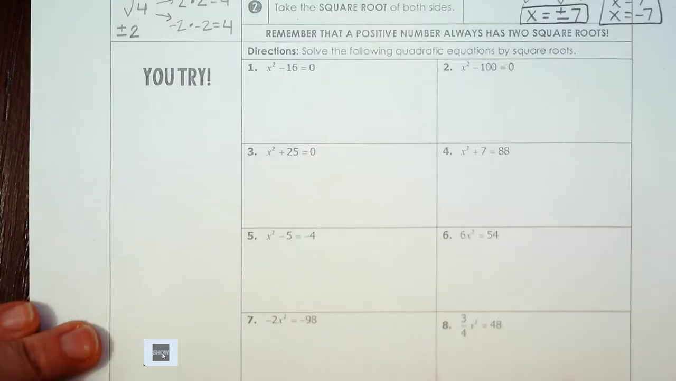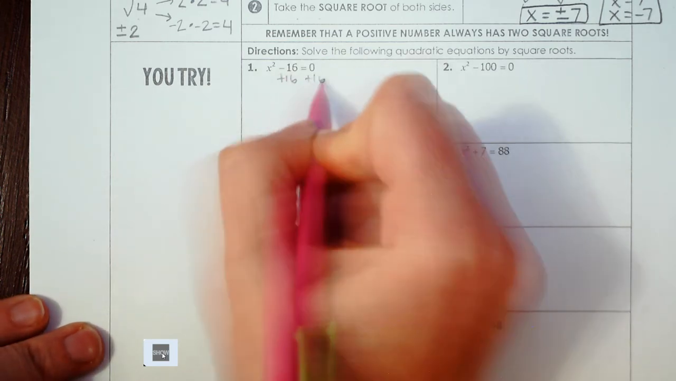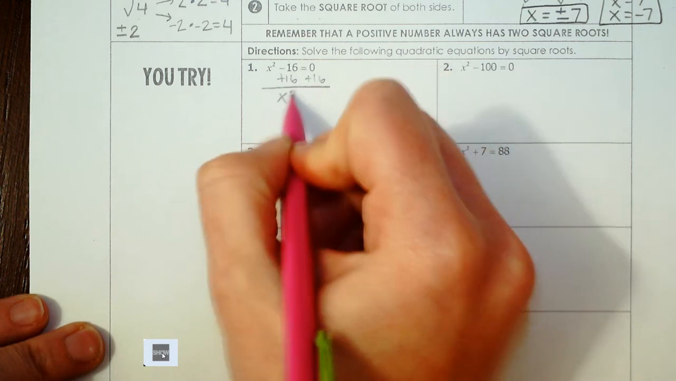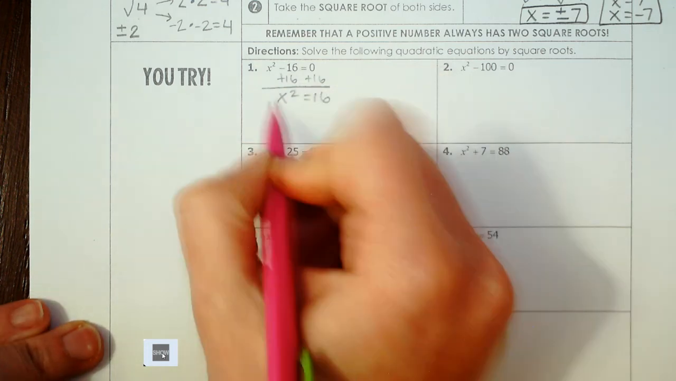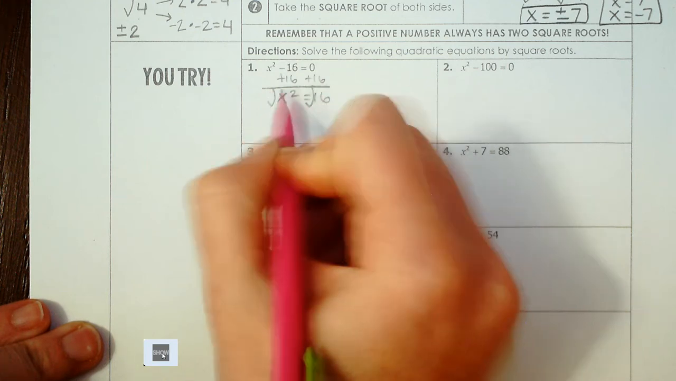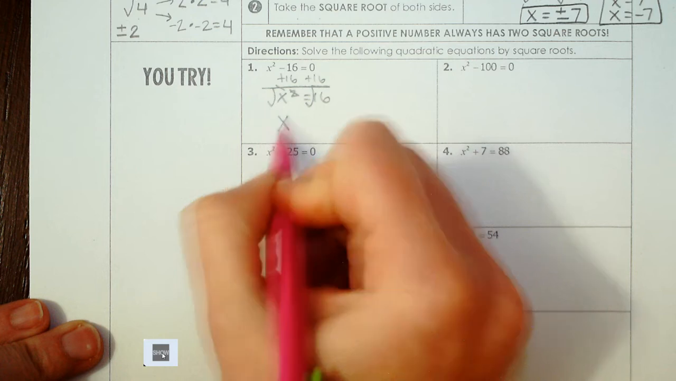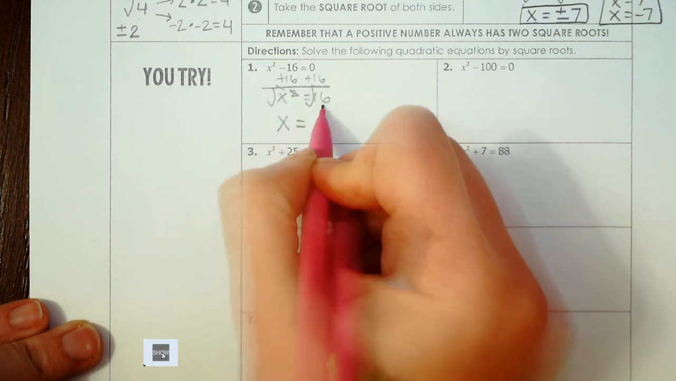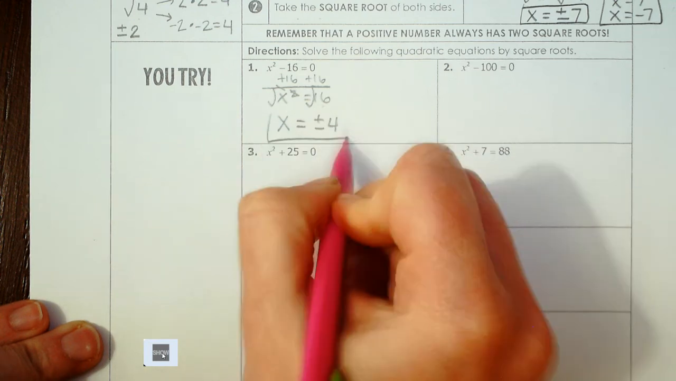All right, so let's do a couple more examples. On this first one, we're going to add 16. X squared equals 16. Take the square root of both sides. A square root and a square cancel. So x equals, and then the square root of 16 is positive and -4. There's your answer.